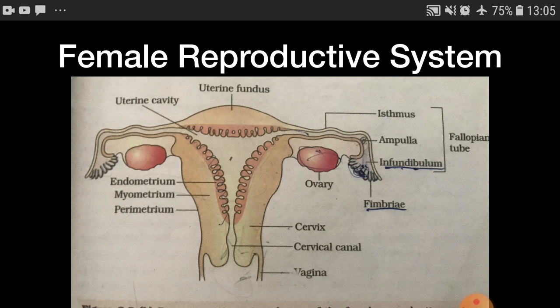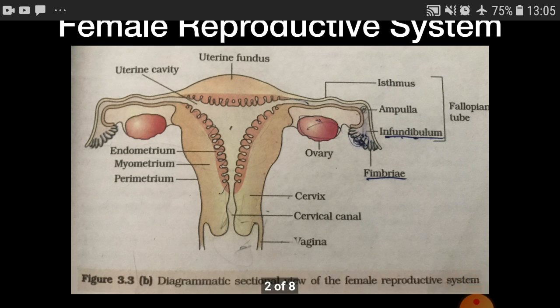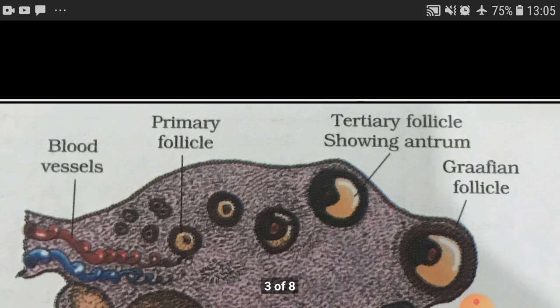The female external genitalia include mons pubis, labia majora, labia minora, hymen, and clitoris. So you can see in the diagram all these different parts, and this diagram is also very important, children. You should draw this diagram because it is very important.